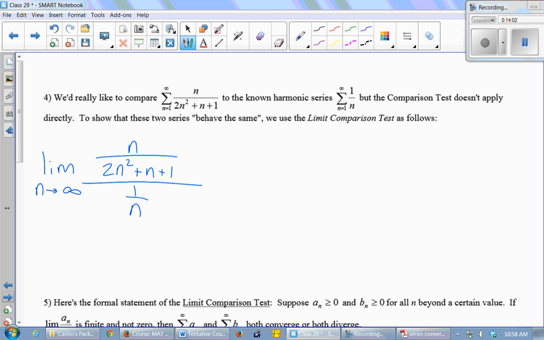Okay. Now, if this limit comes out to be a finite number and not 0, some finite number, but not 0, then that shows us that the numerator and the denominator are closely related. Right? Closely enough related that they have the same convergent behavior. They either both converge or both diverge. They do the same thing in the long run.